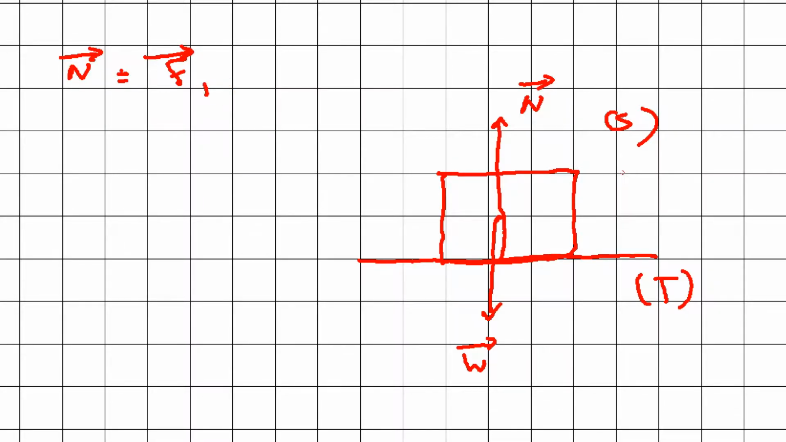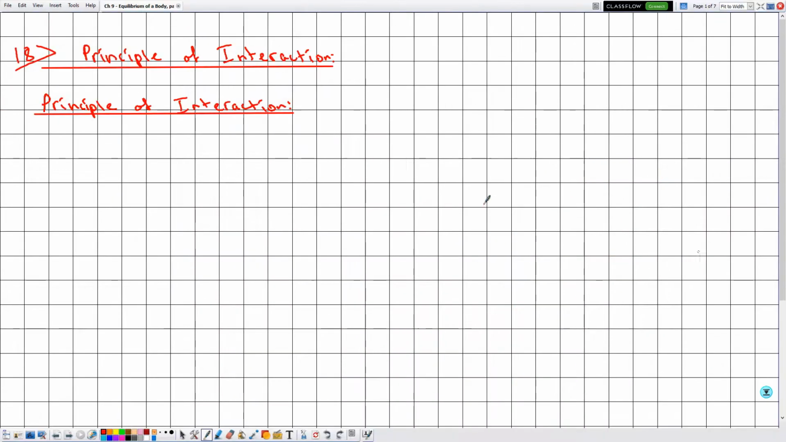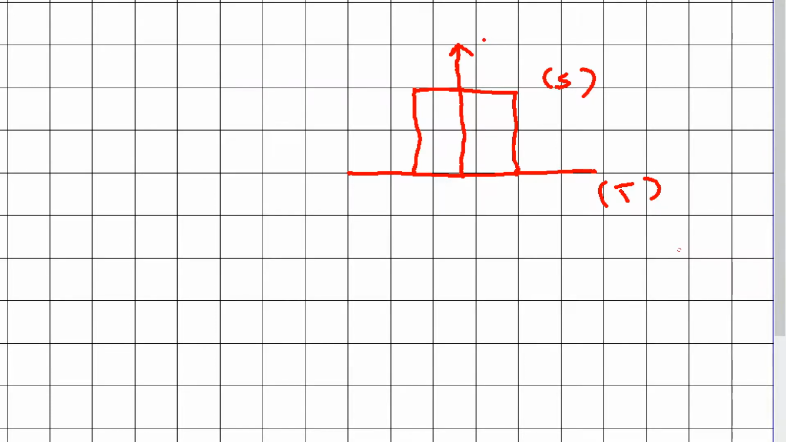So here what I'm saying is that the normal reaction N is given by the force F exerted by the table on the solid. So I have named N to be the force exerted by the table on the solid. Okay, so now let me repeat. Here we have the table, and this is the solid. And we know that the normal reaction is given by the force exerted by the table on the solid.